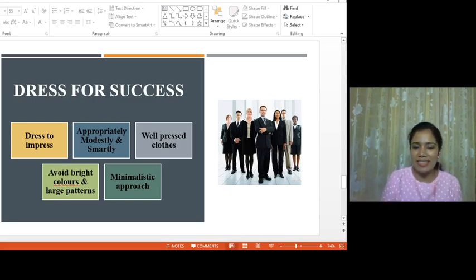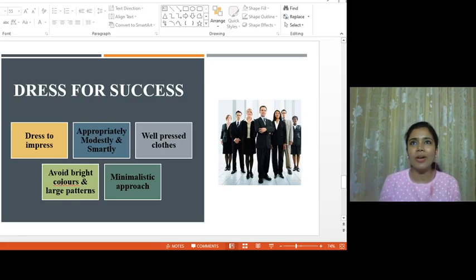And as the second point says, dress appropriately. That means you have to dress modestly and smartly. So wearing clothes which indicate modesty and smartness is really essential. You can go for colors I have written down here. Avoid bright colors and large patterns, which I've already talked about.